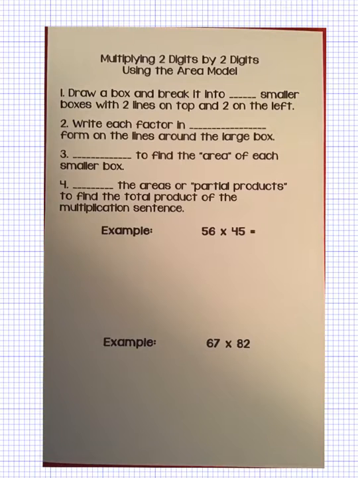All right. First, we're going to draw a box and break it into 4 smaller boxes, with 2 lines on the top and 2 on the left. Before, we made a long rectangle and broke it into 3 or 4 boxes, depending on how many digits there were. This time we're going to make a box and break it into 4 smaller boxes. I'll show you right in the example down here. We'll go through this step by step.